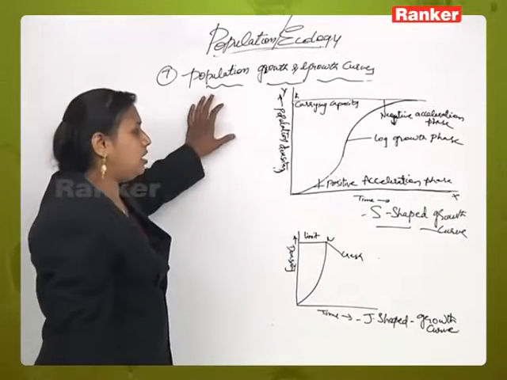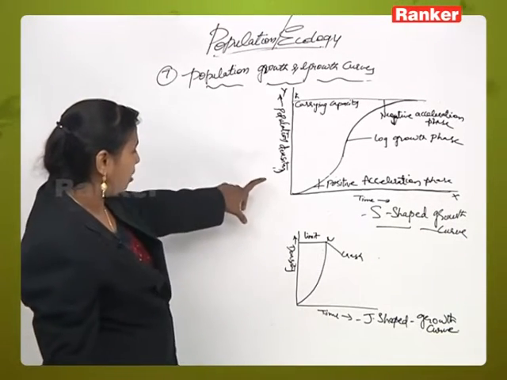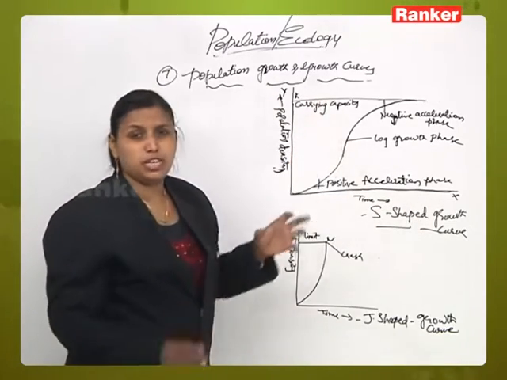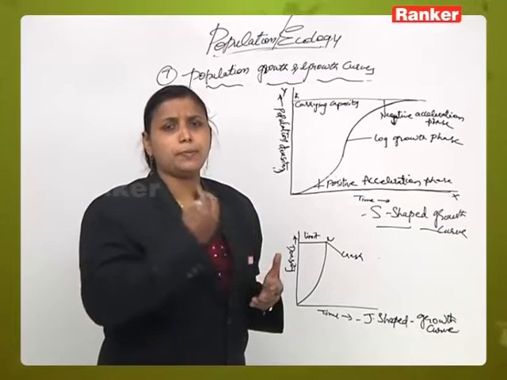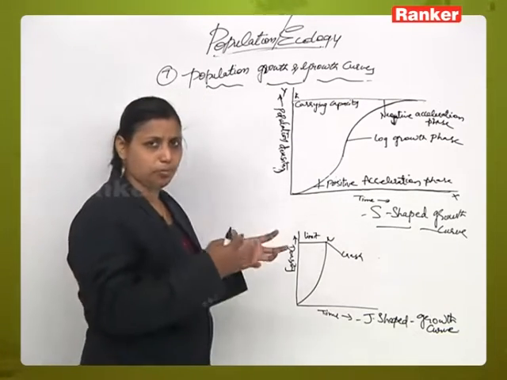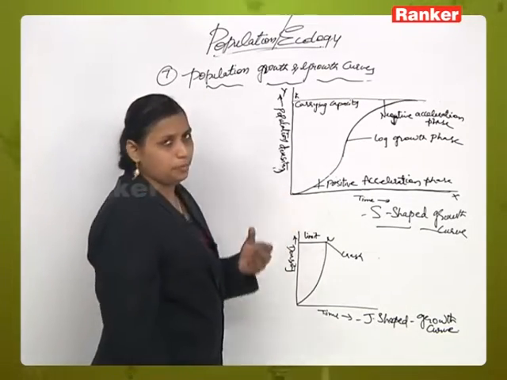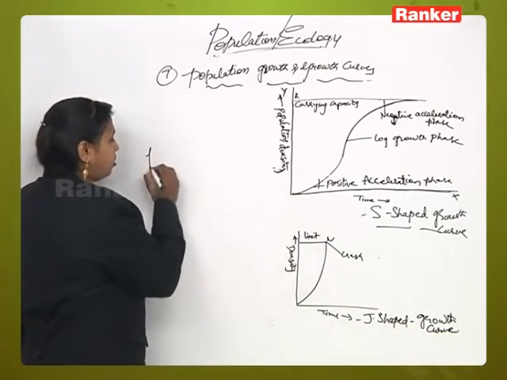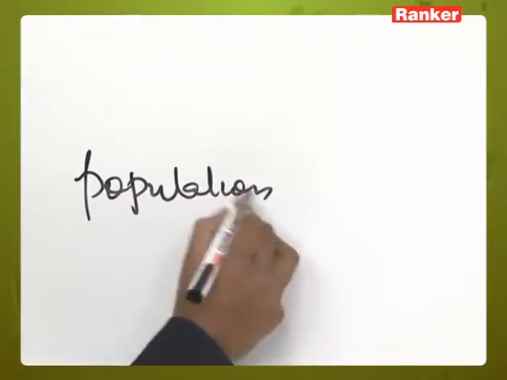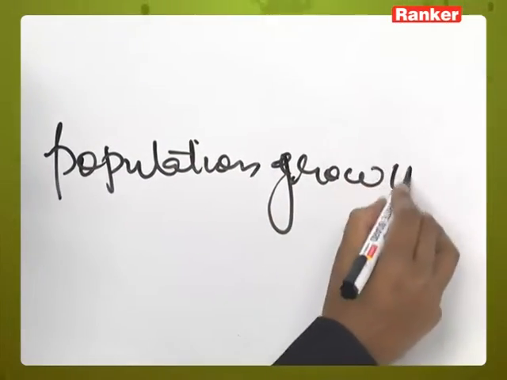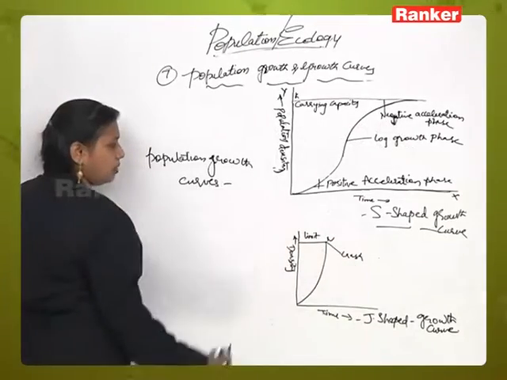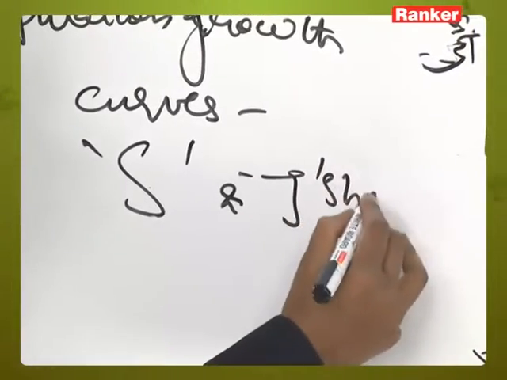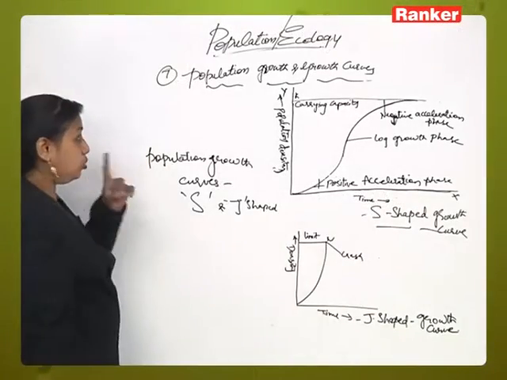So, these are the curves which are drawn taking population density or number of population on the y-axis and time on the x-axis. This will give curves which show the growth of a population in a particular time period. It may be either the pre-reproductive, reproductive or post-reproductive phase. These types of curves are called population growth curves. These curves are basically of two types, S and J shape. There are two population growth curves.